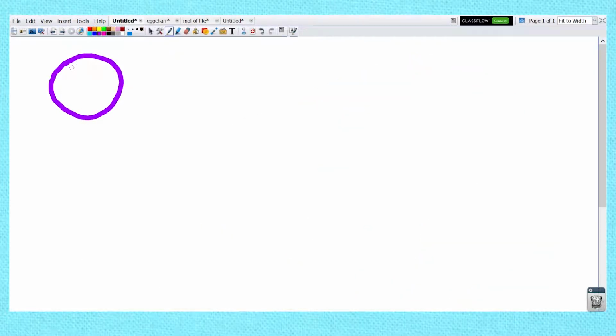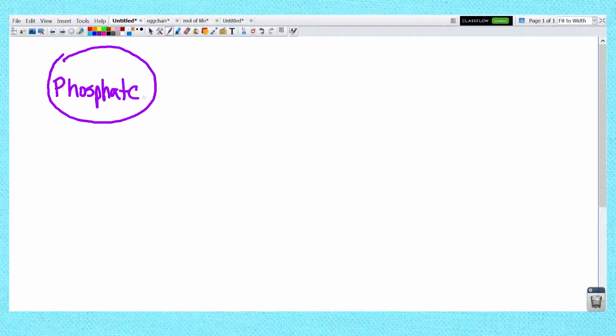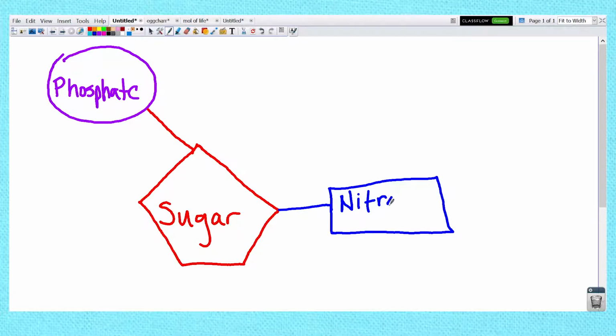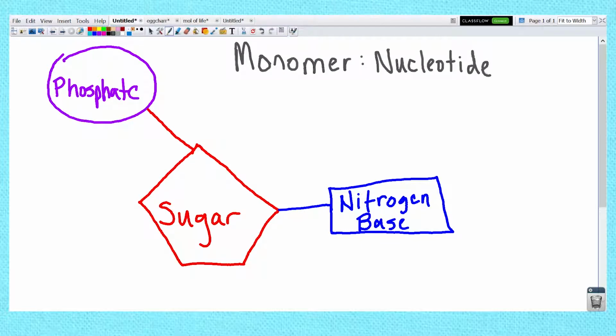So let's summarize. We have a phosphate that bonds over here to a sugar, which bonds over here to a nitrogen base. This is our monomer. This is one, even though it's 3 pieces, it seems weird. Even though it's 3 pieces, this is still one Mardi Gras bead or one Lego block. This is our monomer. You'll notice that it's a double helix. It's a twisted ladder. So this is one side.